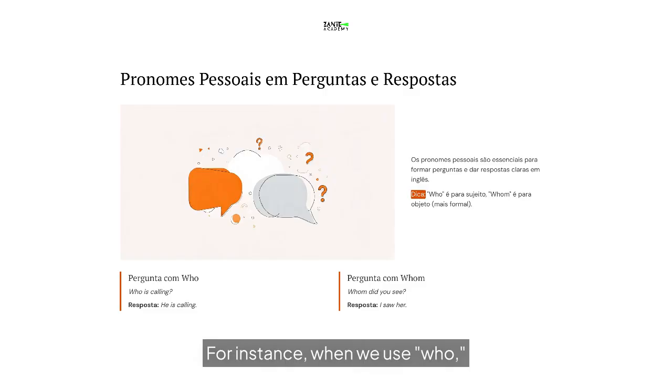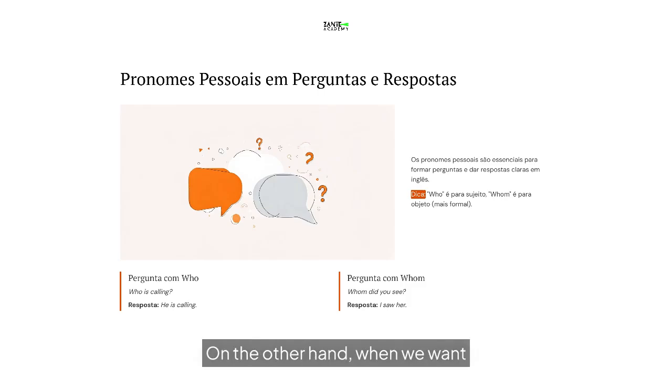For instance, when we use who, we're typically referring to the subject of the question. So, if we ask, "Who is calling?" we're inquiring about the person performing the action. The answer could be, "He is calling," clearly identifying who that person is.